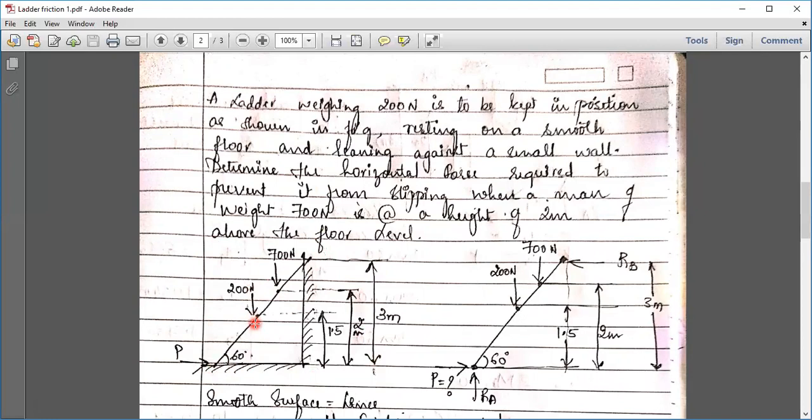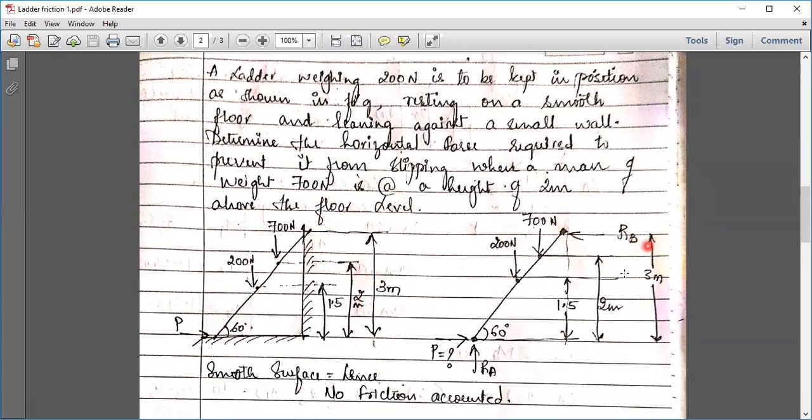The weight of the ladder, 200 Newton, is exactly placed at the center. Now, he has given us the vertical height, which is 3 meters. So I have to place the weight exactly at half, meaning 3 divided by 2, at 1.5 meters height. I will first place the weight. Then he says there is a man, 700 Newton, standing at 2 meters above the floor. So from here, 2 meters above the floor, I have a 700 Newton man standing like this. The ladder makes an angle of 60 degrees with the horizontal. Determine the value of this force P so that the ladder is not going to slip.